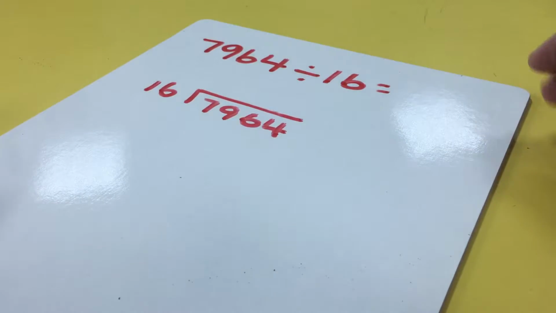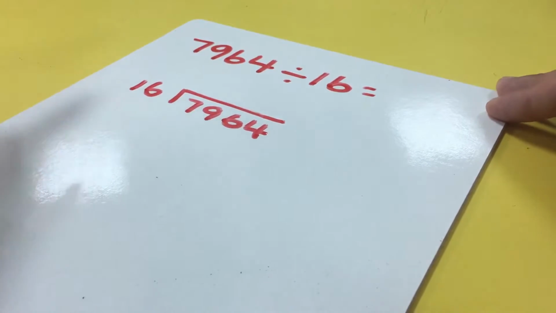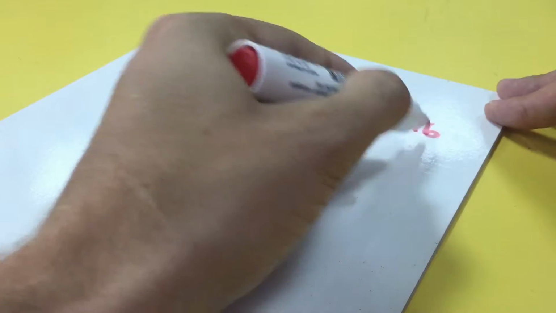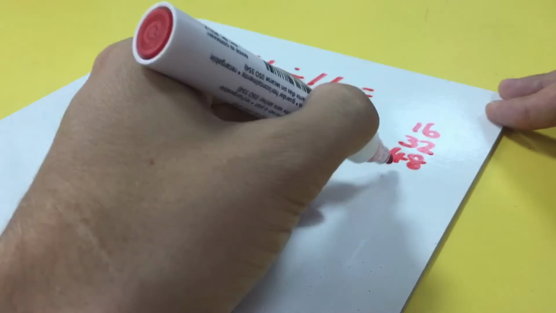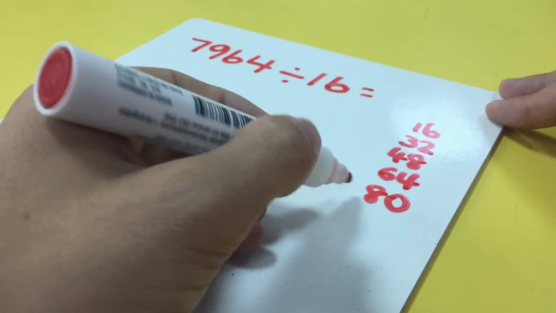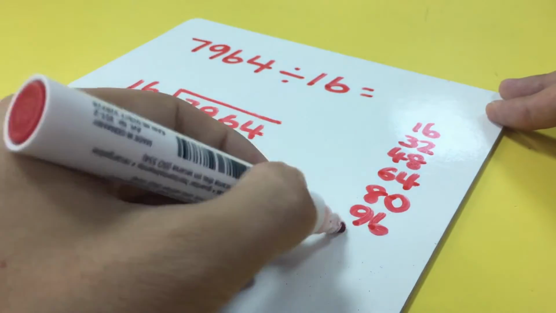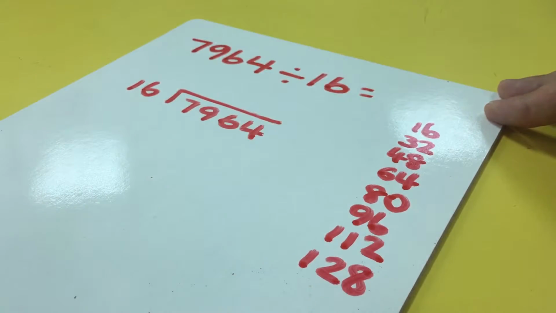And it's worth our while writing out a few of the 16 times table as well. So 16, 32, 48, 64, 80, then 96, 112, 128, and if I need any more, I'll come back later. So let's have a start.